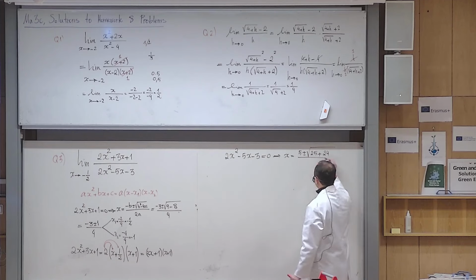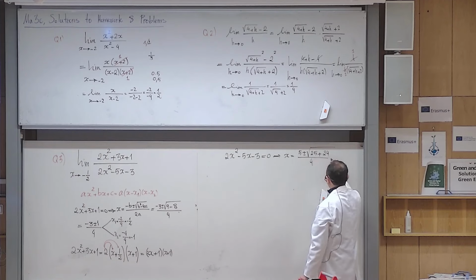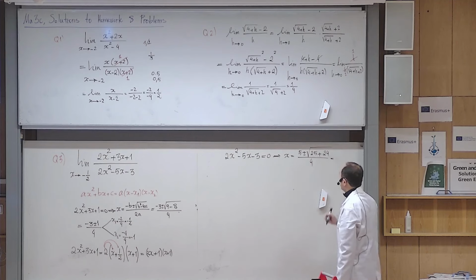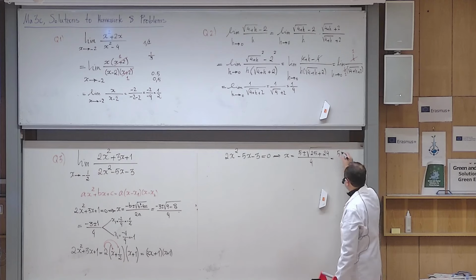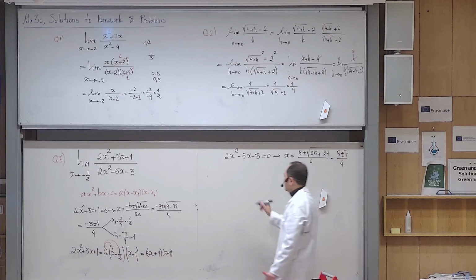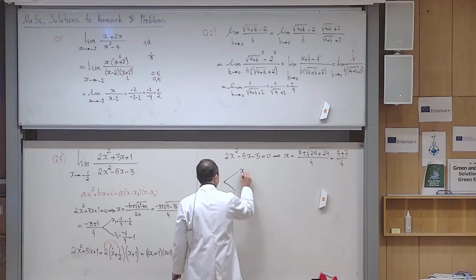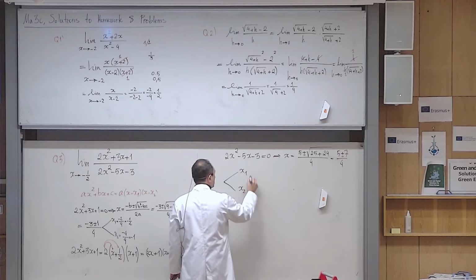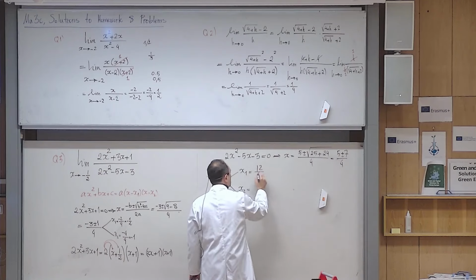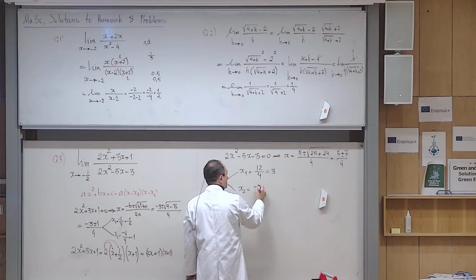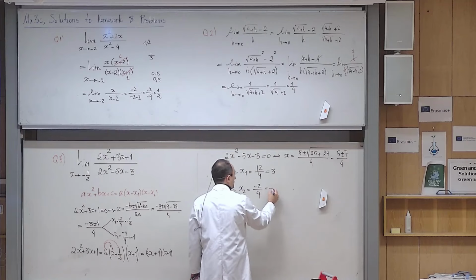And then divided by 2 times a, which is 4 again. That is also a nice number because 25 plus 24 is 49. The square root of 49 is just 7. Yes? And then I will have two roots again. One I call x1, the other one I call x2. x1 is 5 plus 7 divided by 4, which is 3. And the other one is 5 minus 7, which is minus 2, divided by 4, which is minus 1/2.